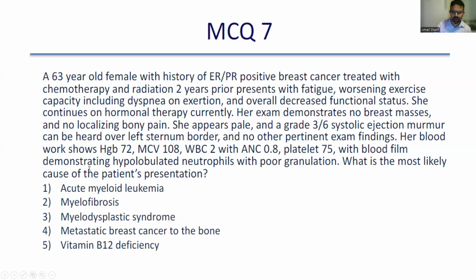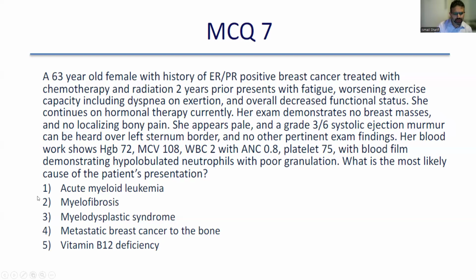The blood film shows hypolobated neutrophils. So when the neutrophils are hypolobated, this is a dysplastic feature, with poor granulation. It's kind of pale white blood cells. What is the most likely cause of the patient's presentation? Acute myeloid leukemia. Can this be acute myeloid leukemia?